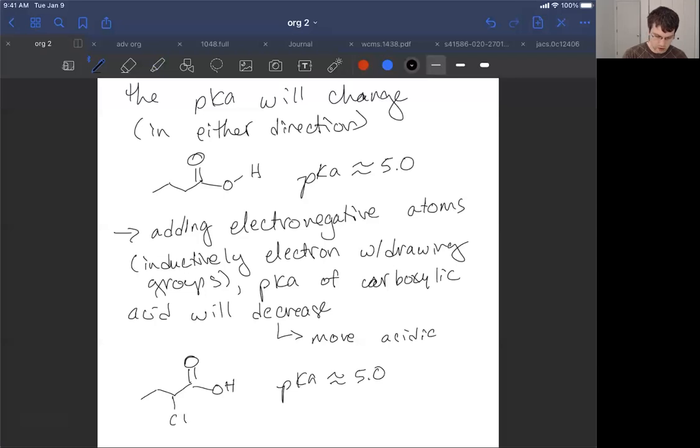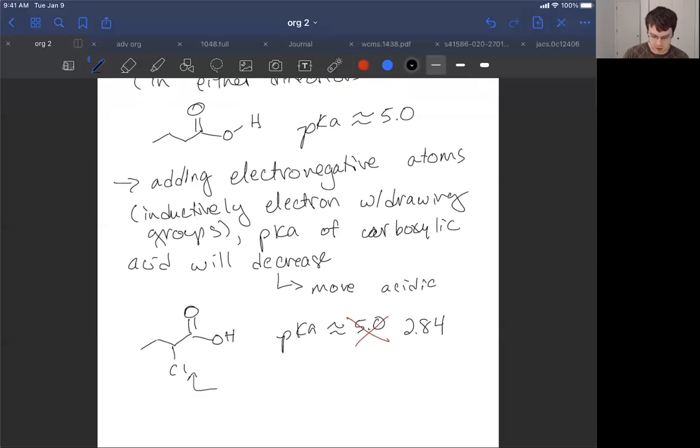So if we add a chloro group, all of a sudden that pKa of 5.0 drops to 2.84. Now this is a pretty big change in terms of acidity because this is a log scale. So we've dramatically decreased the pKa and increased the acidity just by adding a chlorine atom to the exact same framework. And that's because the chlorine atom is electronegative.